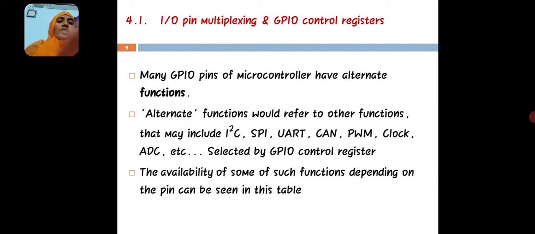Whether it is operating in port mode or alternative mode will be decided by the GPIO control registers, right? So we use the GPIO control register to select in which mode it is operating. The availability of some of such functions depending on the pin can be seen in this table.